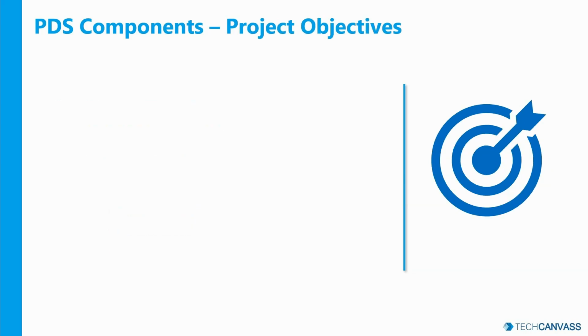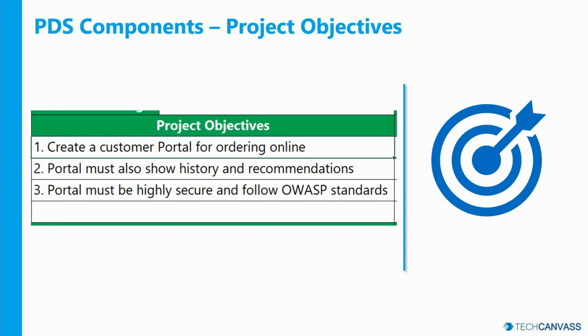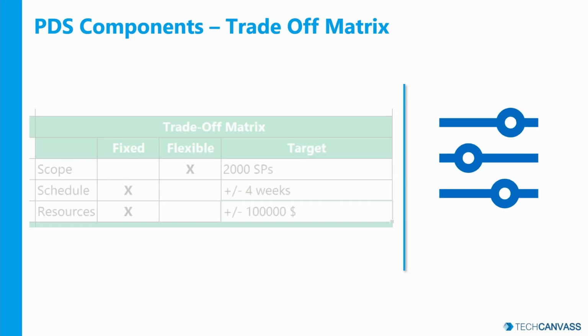The next section you could have is the project objectives. You could put down your simple objectives for the project. In this example, we are dealing with the project which is to create a customer portal for ordering online. The portal is supposed to show any historical information and any recommendations for the customers, and the portal is supposed to follow security standards.